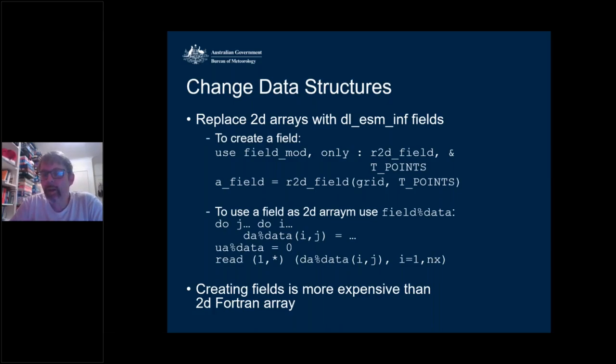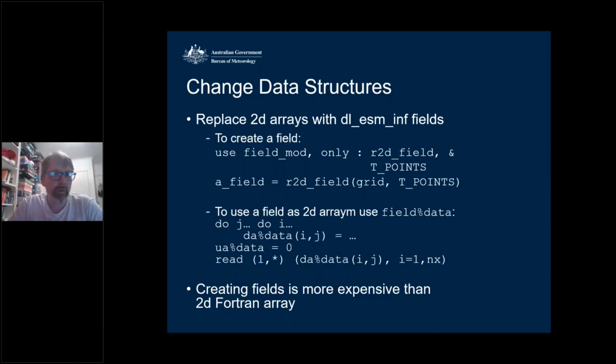So at this stage, I basically went through one field at a time, replaced one field, made sure the results are still the same as they were before, and then started to work on the next field. Now, one caveat here is creating a field is more expensive than a 2D Fortran array, especially for temporary fields that you might create in an application.